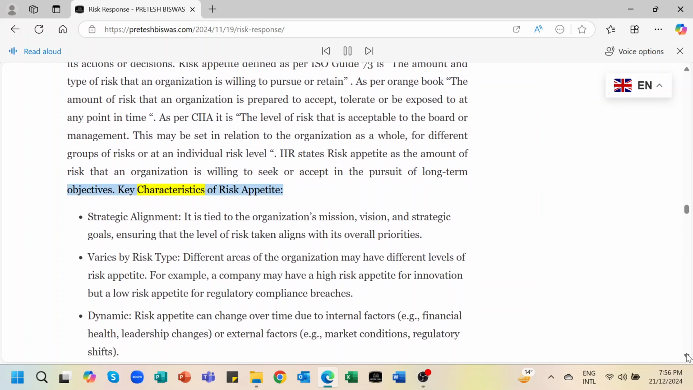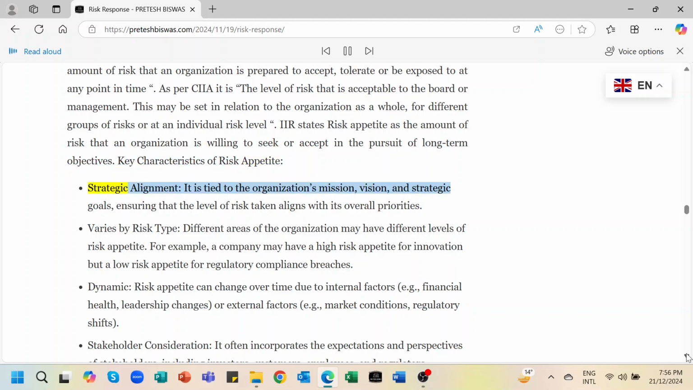Key characteristics of risk appetite. Strategic alignment. It is tied to the organization's mission, vision, and strategic goals, ensuring that the level of risk taken aligns with its overall priorities. Varies by risk type. Different areas of the organization may have different levels of risk appetite. For example, a company may have a high risk appetite for innovation but a low risk appetite for regulatory compliance breaches.